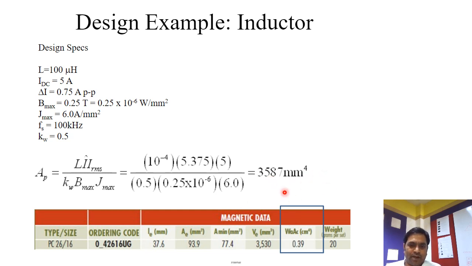And now we need to go back to the magnetic data sheet and see which core is near to this particular area. We must take an area product not less than this but greater than this. So we have seen that the core PC26 by 16 has the area product 0.39 centimeter to the power 4. So this is above our limit, and we can choose this.